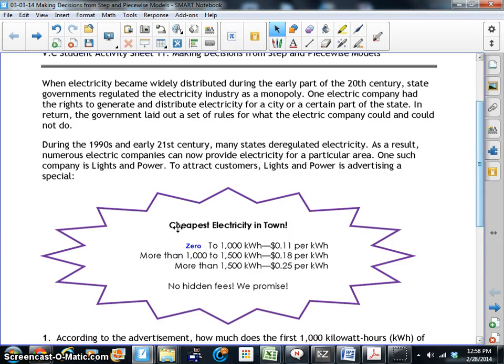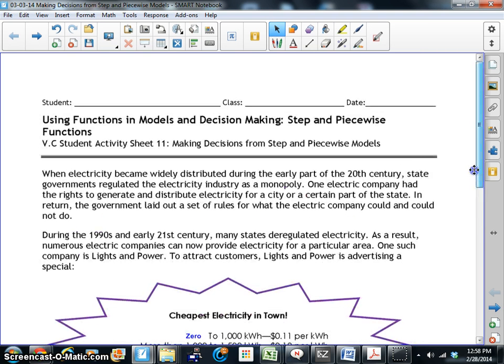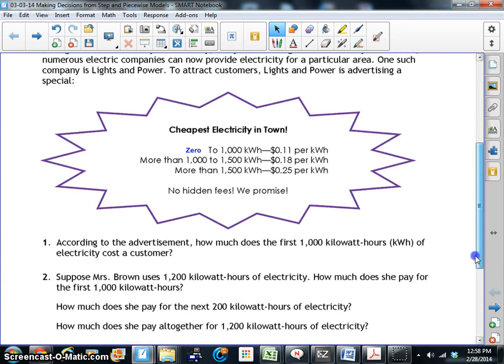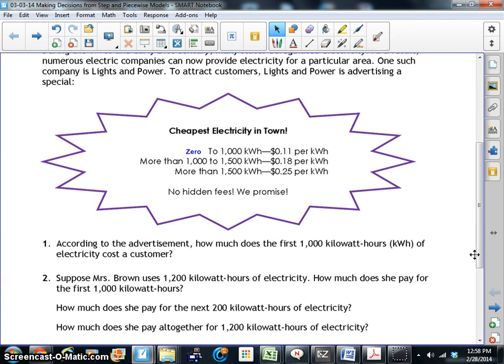Okay, Mr. Lease from AQR. And again, we're talking here about a tutorial on making decisions with stepwise and piecewise models. And in this case, we have this particular scenario.